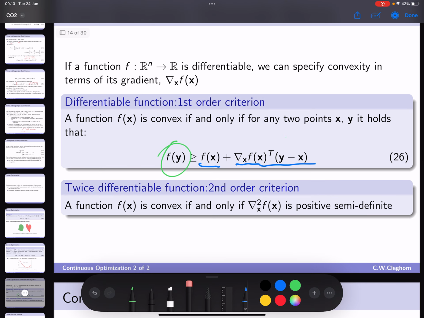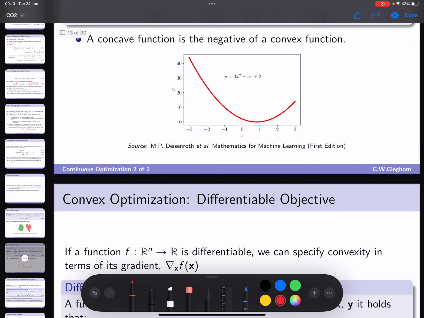Okay, so I hope that also, showing the point where it's contradicted, helps with the understanding. The last criterion that we can look at is the twice differentiable version, so it's the second order criterion. And that's just so that if we have a function, f of x is convex if and only if its second derivative is positive semi-definite. Positive semi-definite means that it might be 0, but it can never be negative.